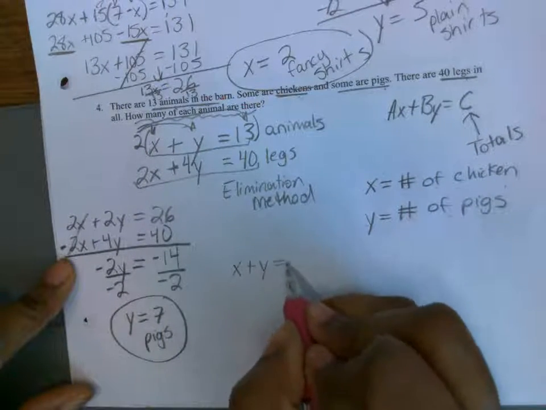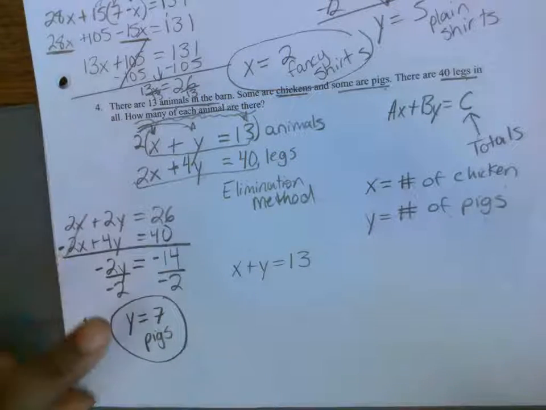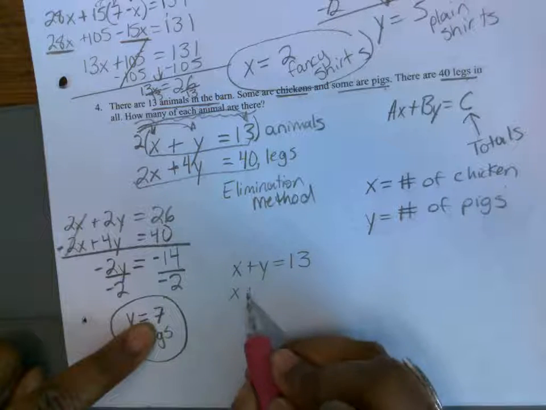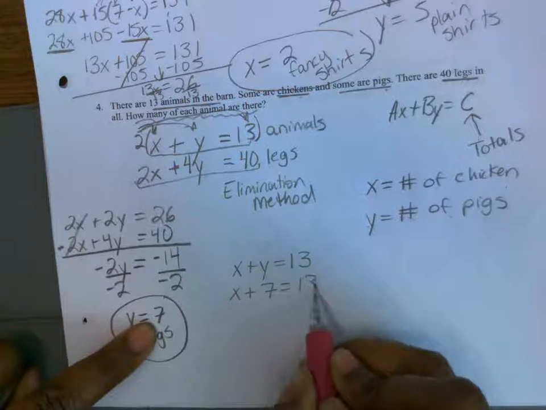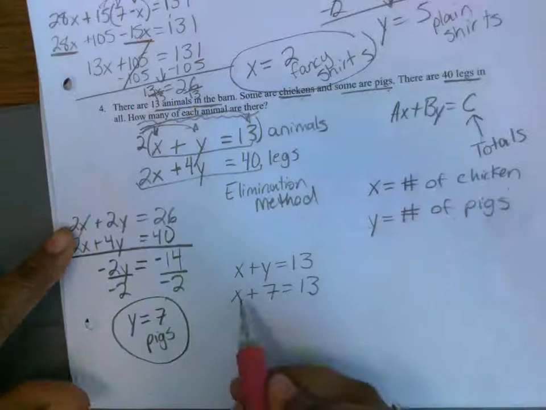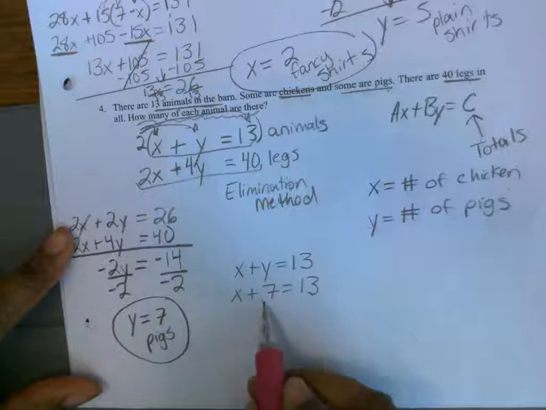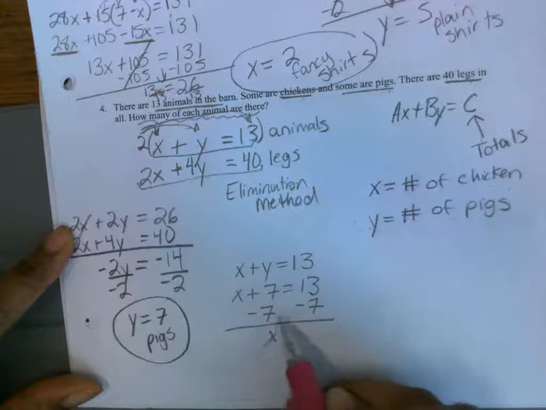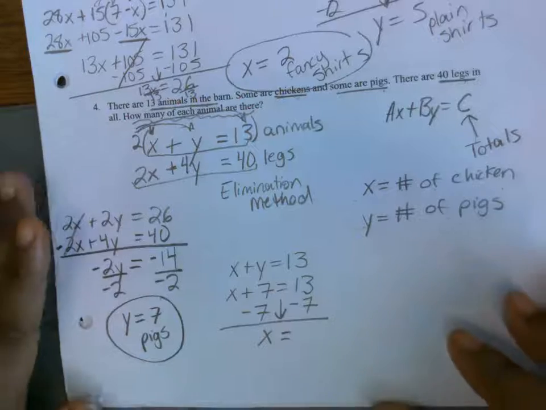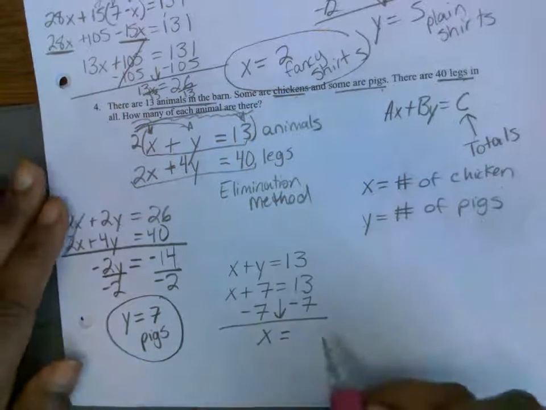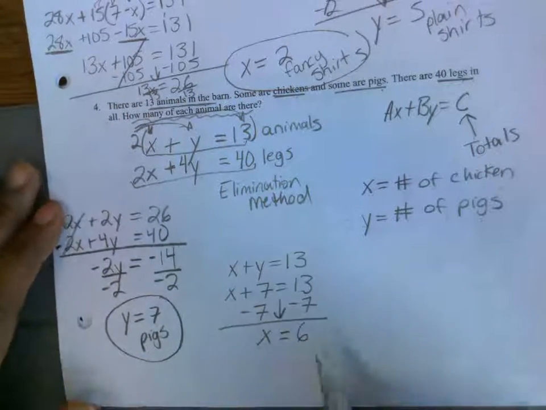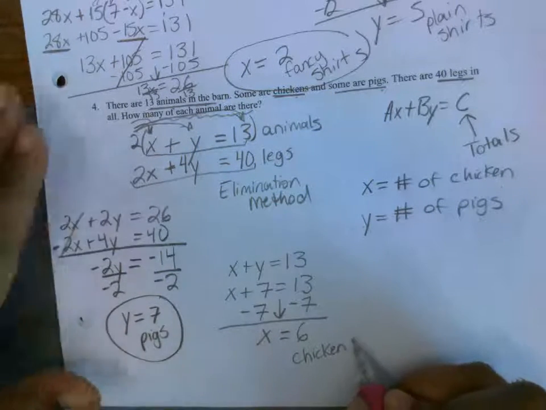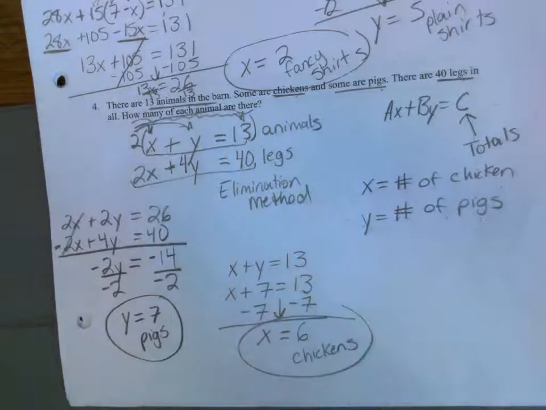x plus y is equal to 13. I'm going to substitute 7 in the place of y. So this gives me x plus 7 is equal to 13. I'm going to solve for x by getting rid of the positive 7, so I'm going to subtract 7 on both sides. And what does that give me for x? x is equal to what here? x is equal to 6. So that means that you have 6 chickens. Any questions about that?